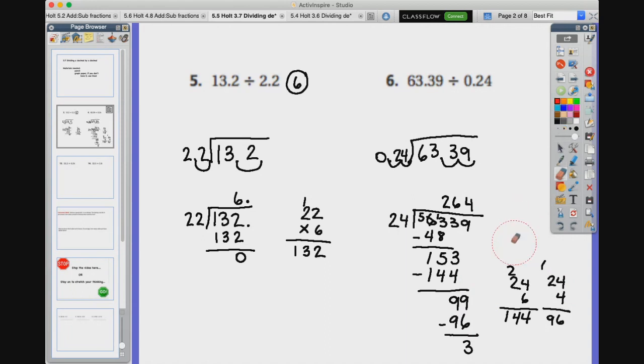So what I do know how to do is put a decimal in. So I'm going to drop my decimal in. Because I dropped a decimal in, I'm dropping a 0 in. 24 goes into 30 one time. 1 times 24 is 24. And you get 6 left. Another 0 in there. 24 goes into 60. How many times? Yep, 2 times. Very good. 2 times 24 is 48.